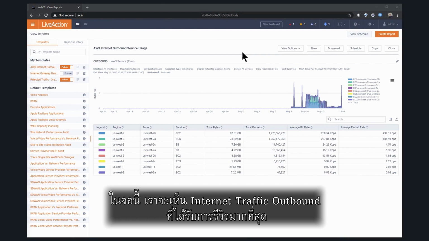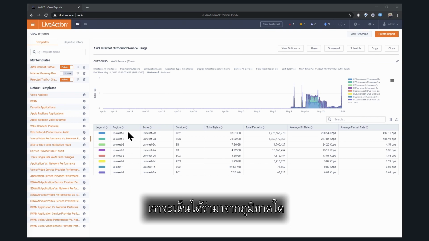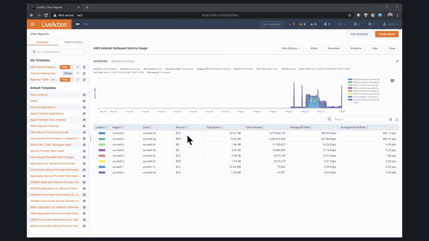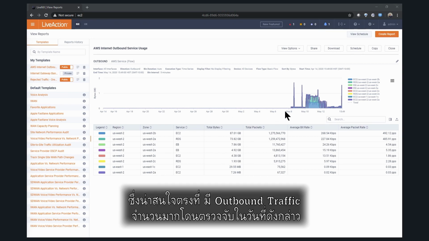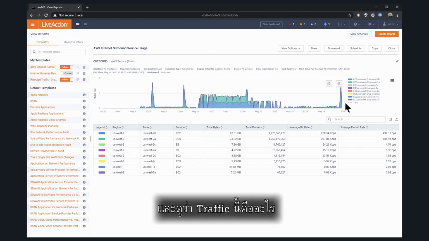So here we can see the monthly view of our Internet Gateway traffic outbound, and we can see it from which region the actual traffic originated from, which availability zone, and also which services. So this is interesting where a lot of the outbound traffic picked up on this particular day. So you can zoom into a little bit more detail and look at what this traffic is.